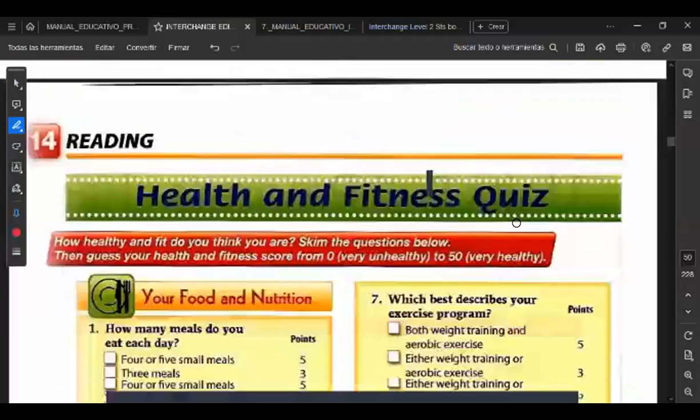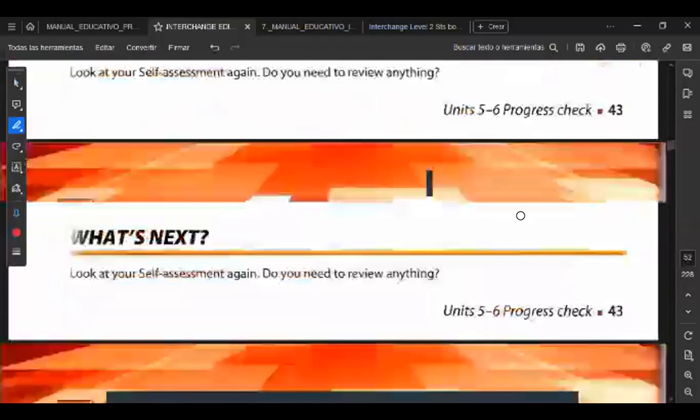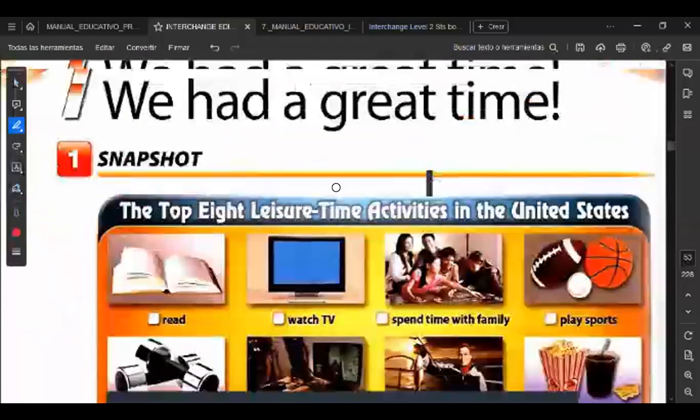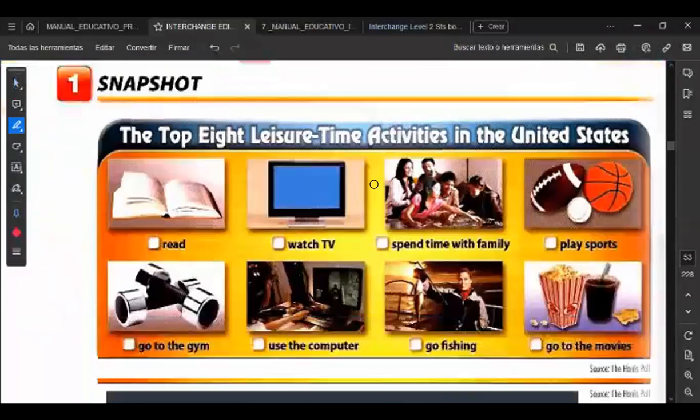Okay, now we are going to continue with this. We had a great time. Como tenemos la D entre dos vocales, entre la A y A, podemos pronunciarla como una letra R. We had a great time. We had a great time.